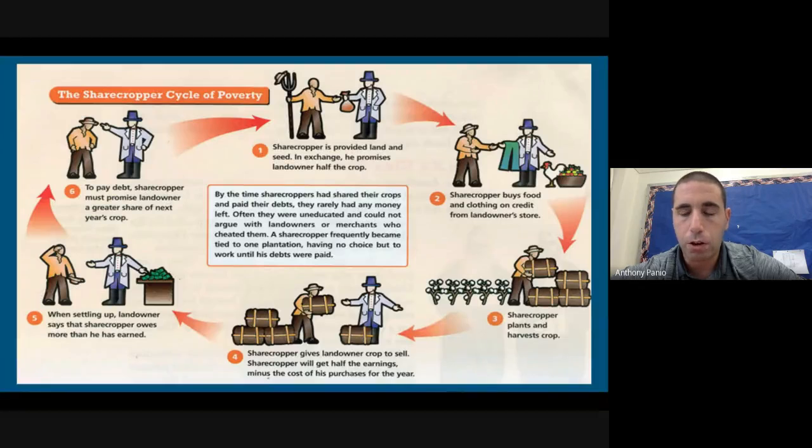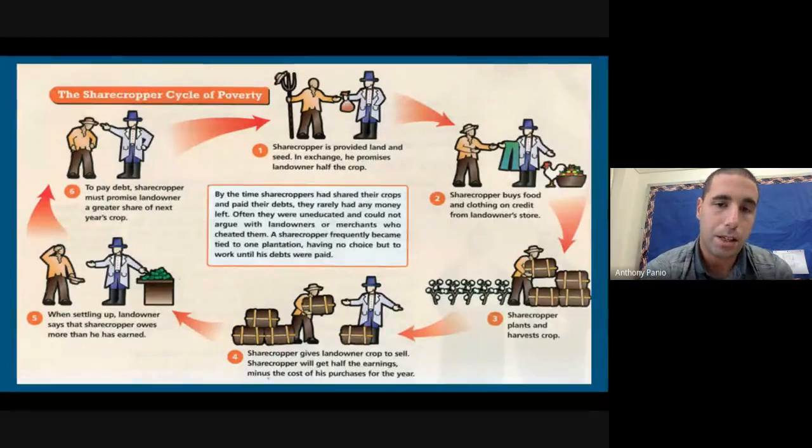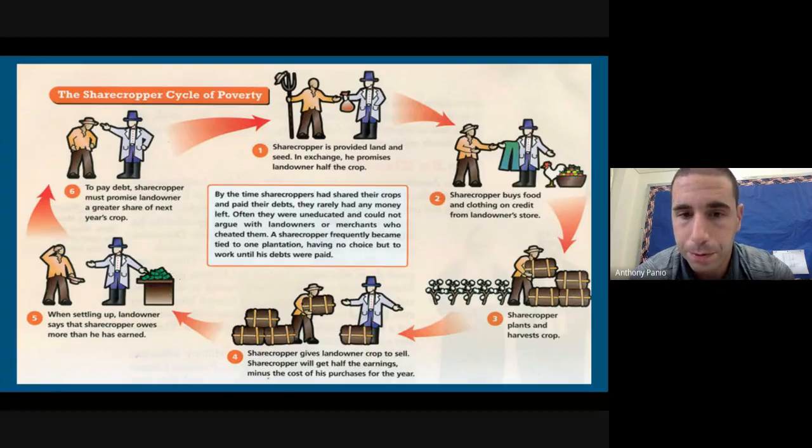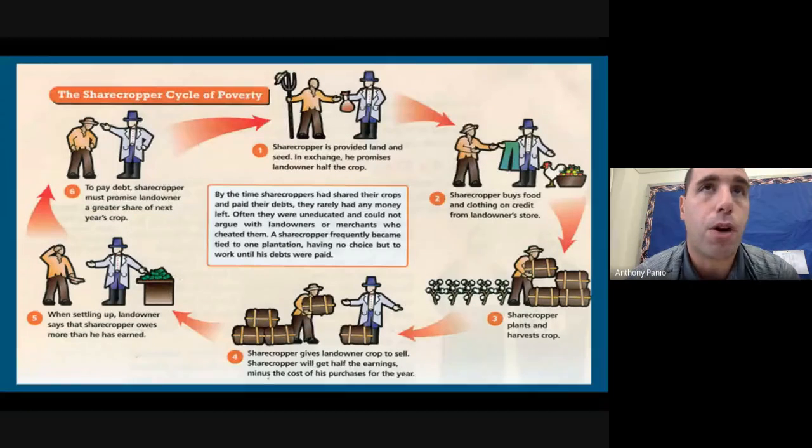What happens is the sharecropper will get half of the earnings, but now they'll have to pay back the landowner for the seed, for the equipment, for the food, and the clothing. So they're only getting half of the product, but they still have to essentially give some money back to the landowner. Number 5, when settling up, the landowner says that the sharecropper owes more than he has earned. And this happens a lot, right? Sometimes you're not able to grow enough crops, and the landowner says, you know what, you still owe me some money.